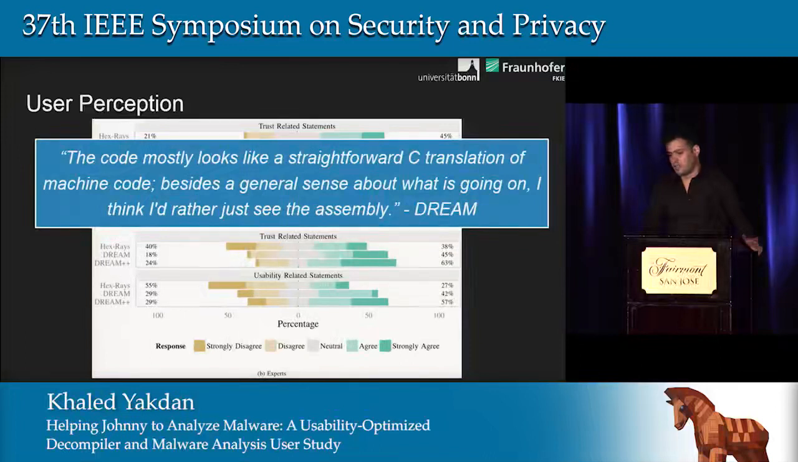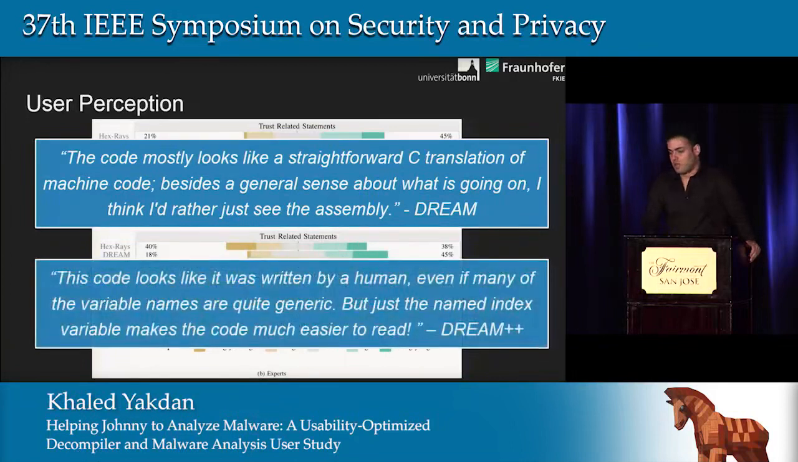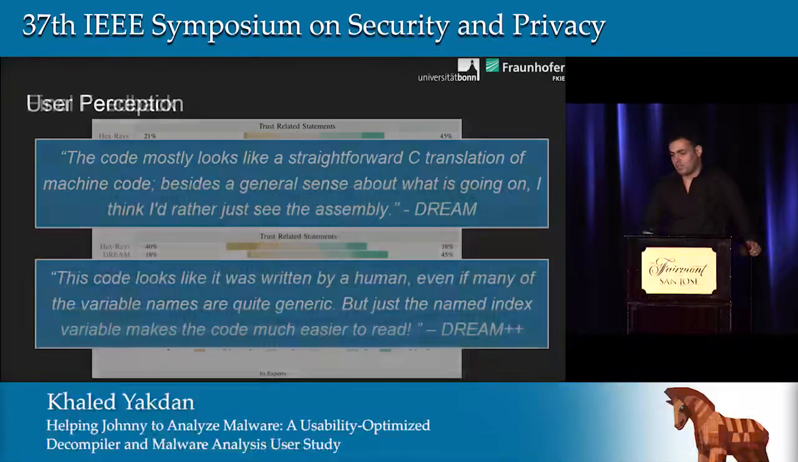"This code mostly looks like a straightforward C translation of machine code. So besides a general sense about what's going on, I'd rather see the assembly." However, with our usability improved decompiler, we heard things like, "This code looks like it was written by a human, even if many of the variable names are quite generic, but just the named index variable makes the code much easier to read."